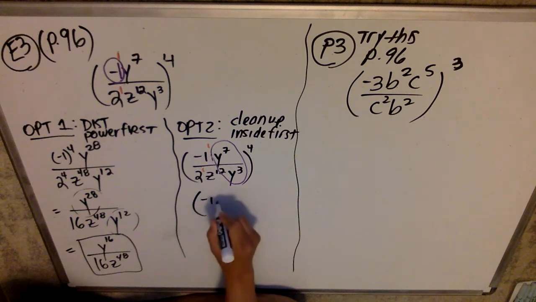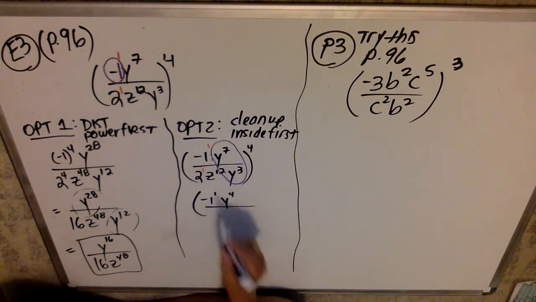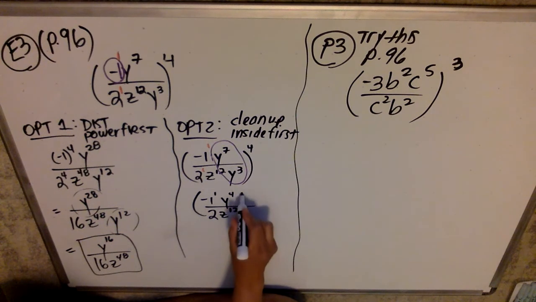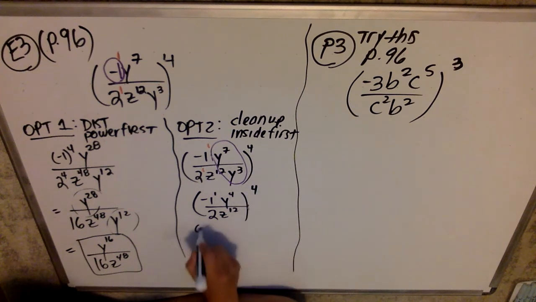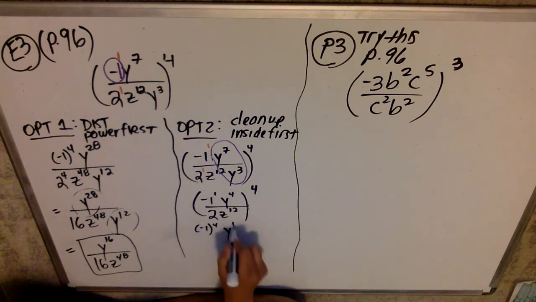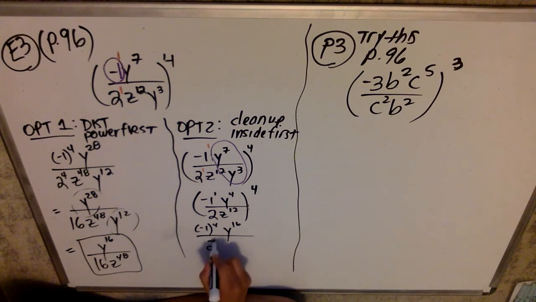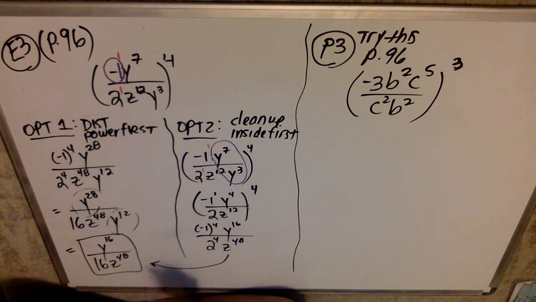So a -1 to the 1st, y to the 4th on the top, because 7 is bigger than 3, so that's where the number will end up being. And I did 7 minus 3, and then a y to the, z to the 12th on the bottom. If I then distribute this 4 power now, I get that -1 to the 4th, a y to the 16th, a 2 to the 4th, and a z to the 48th, which cleans up to exactly this, right?